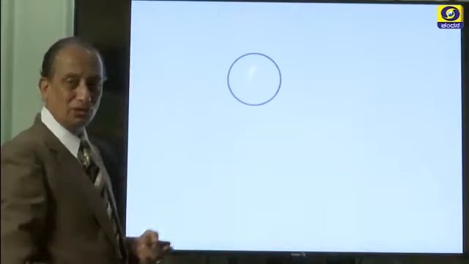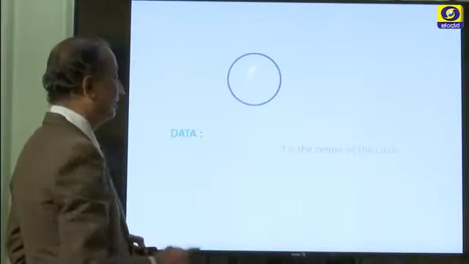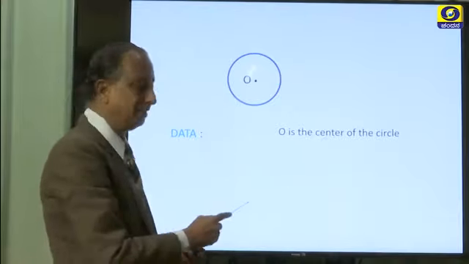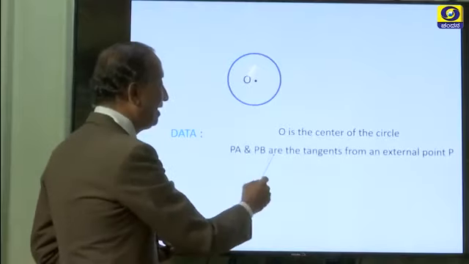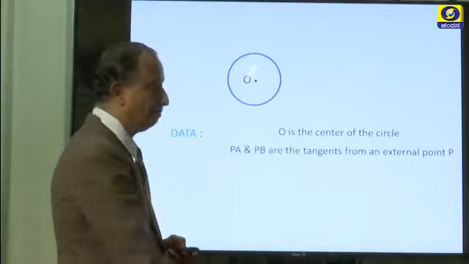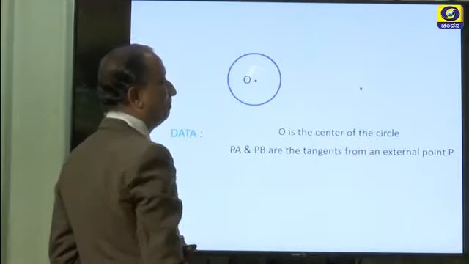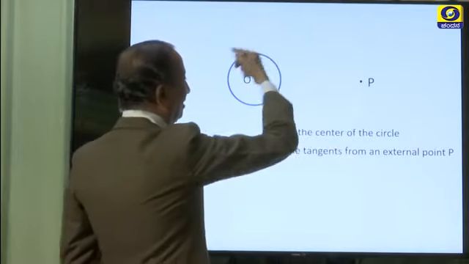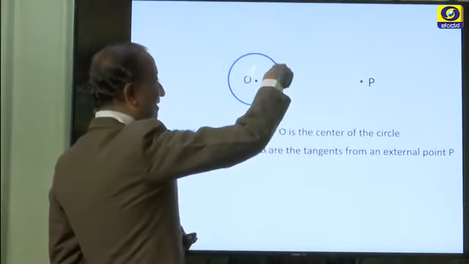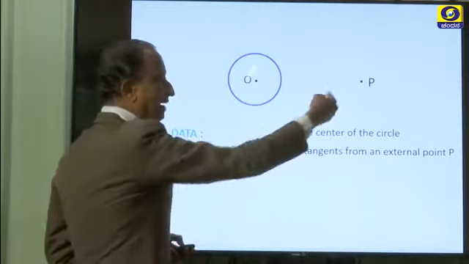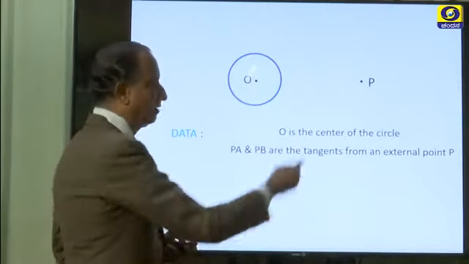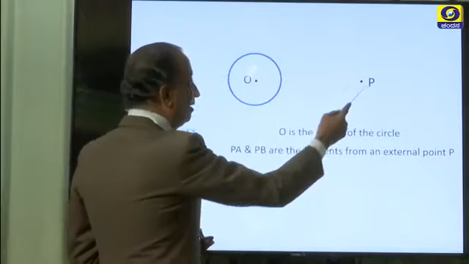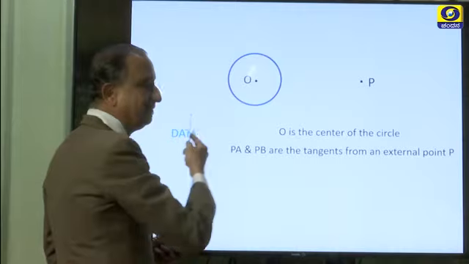So now let us draw the suitable figure for this. So here is the data. O is the center of the circle. So you can see here, this is the center, and PA and PB are the tangents from the external point P. So let us consider a point somewhere here, anywhere, as close, as far, anywhere around this you can choose, not on the circumference, not inside the circle, anywhere out of the circle, call it P. Now you already know that from this external point P you can draw only two tangents like this.